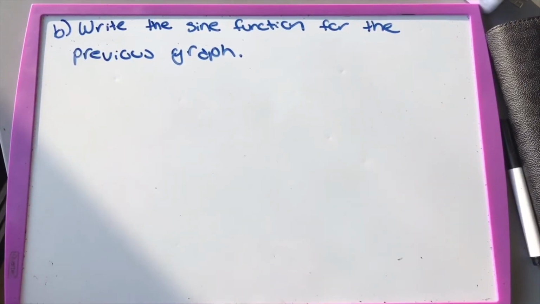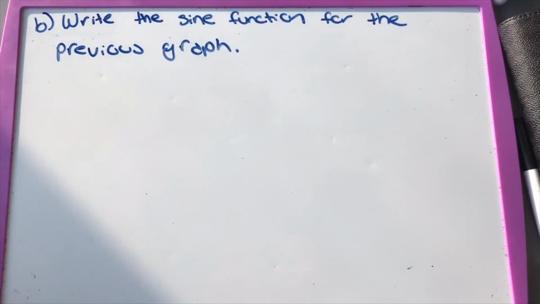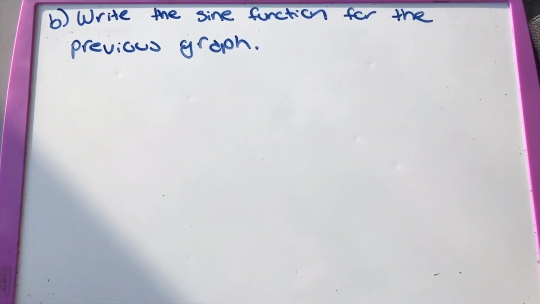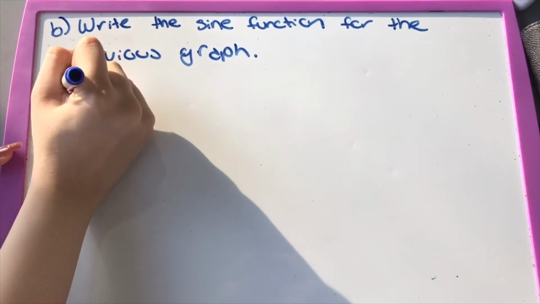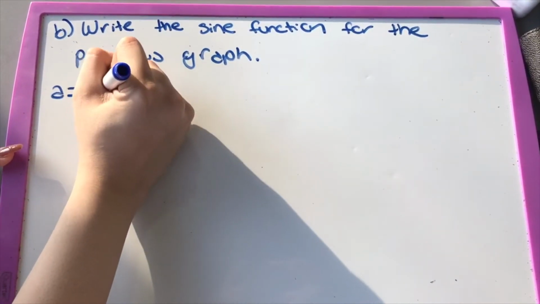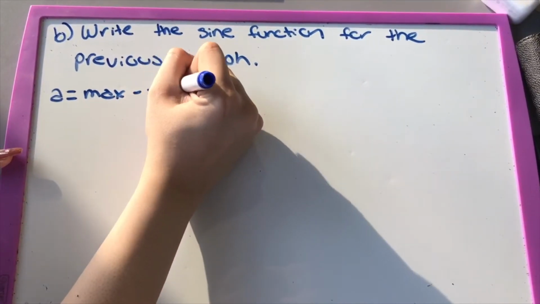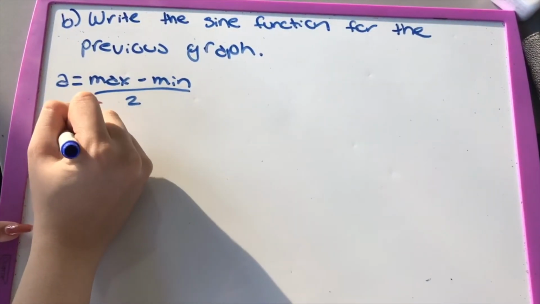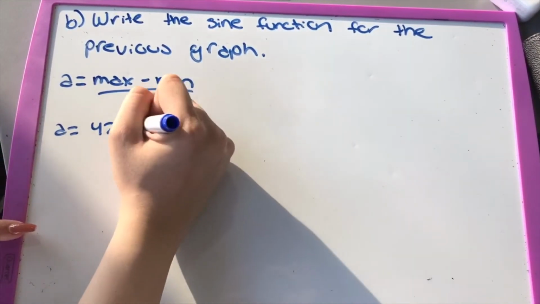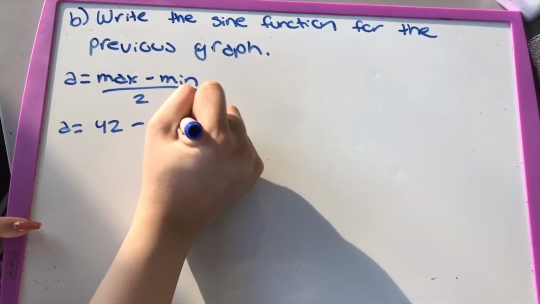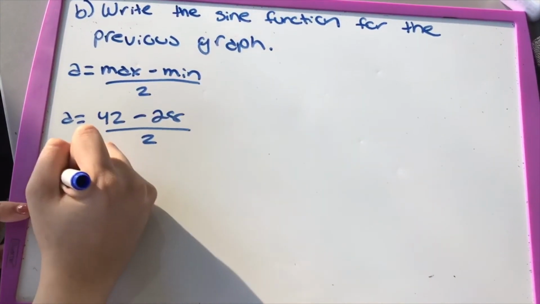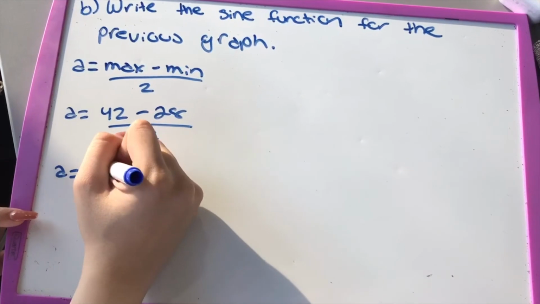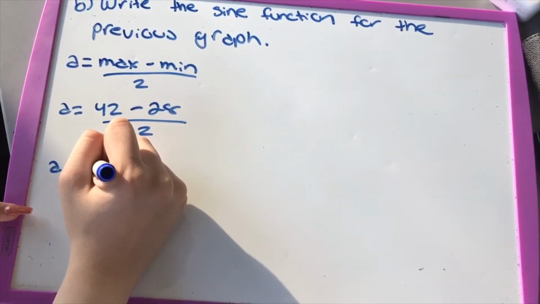So part B to this question would be write the sine function for the previous graph. So first we have to find our amplitude. So to find amplitude, we do our max minus min divided by 2. So in this case, our maximum was 42 and our minimum was 28, and then we divide that by 2, and our amplitude would be 7.